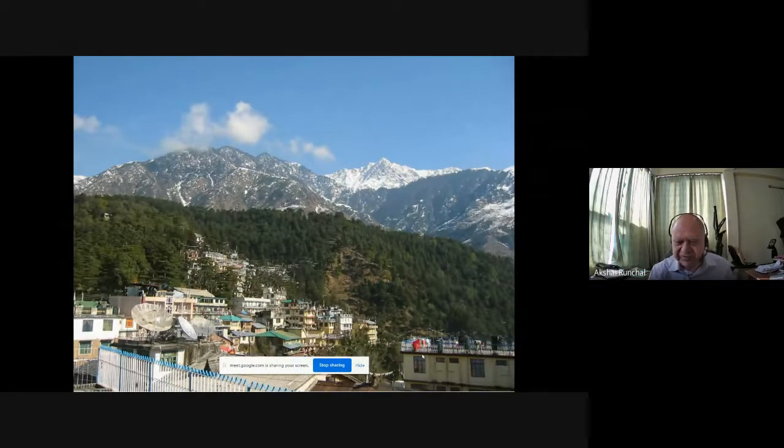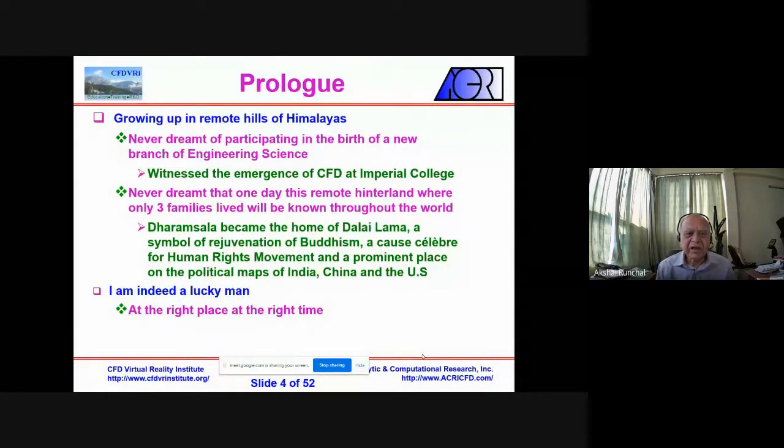And by accident of birth, I was here. So growing up in these hills, I never thought I'd be part of the birth of a new branch of engineering called computational fluid dynamics, but that's what happened. It happened at Imperial College. And I also never thought that this place, where only 3 families lived when I was a child, would become the home of the Dalai Lama and lead to a revival of Buddhism as well as a human rights movement, and would be on the political maps of India, China, and the United States. So I'm a lucky man. I was at the right place at the right time, and can't debate that.